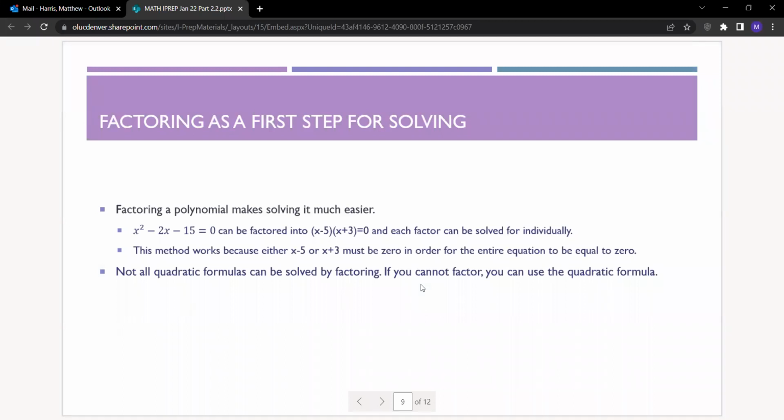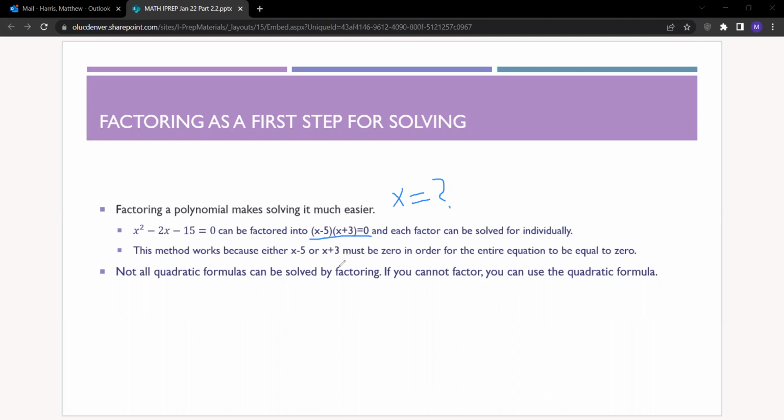So factoring is actually a first step for solving, right? So we have our factors. We have x squared minus 2x minus 15 equals 0. We can factor that into x minus 5 and x plus 3 equals 0. And then each factor can be solved for individually. So when we look at this, x minus 5, x plus 3 equals 0, what this is saying is that for whatever x is, it has to end up equaling 0 at the end, right?